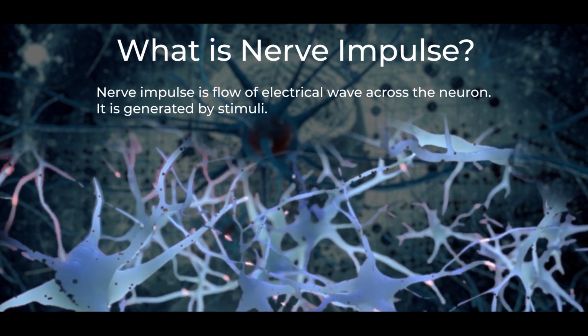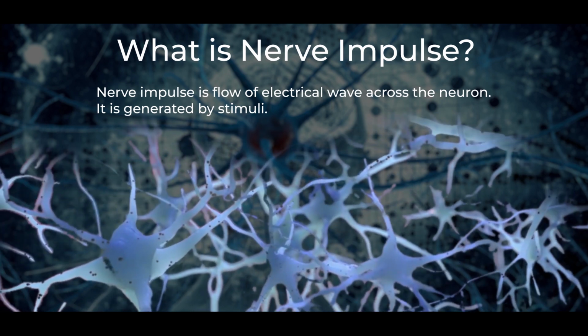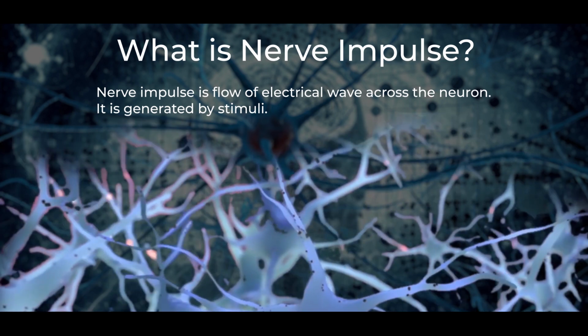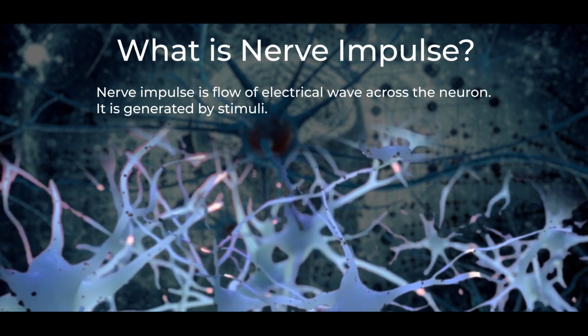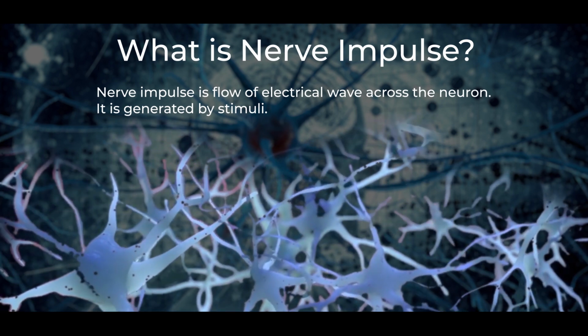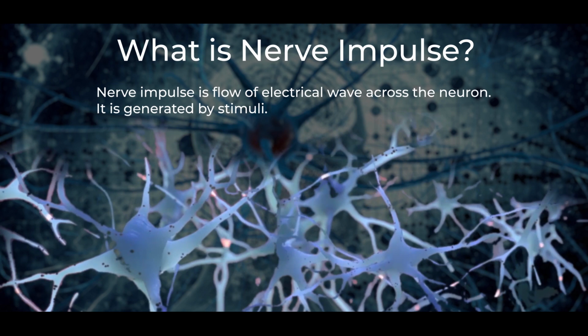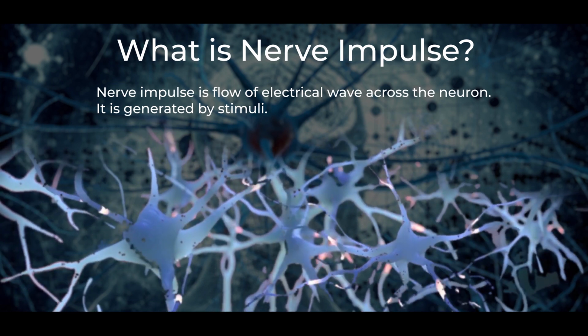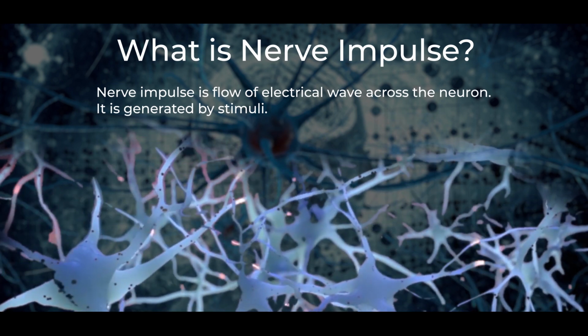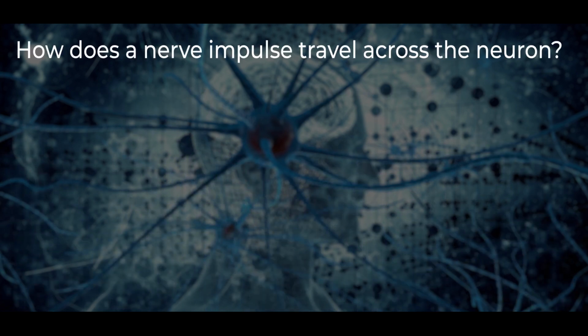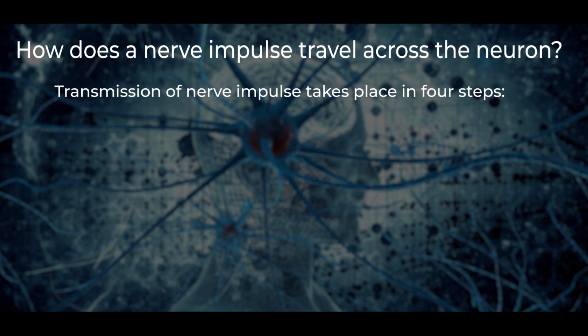And this impulse is generated by stimuli. The stimuli can be mechanical, electrical or chemical. So all these stimuli are responsible for the generation of impulse. So how does the nerve impulse travel across the neuron? Generally, there are major steps.